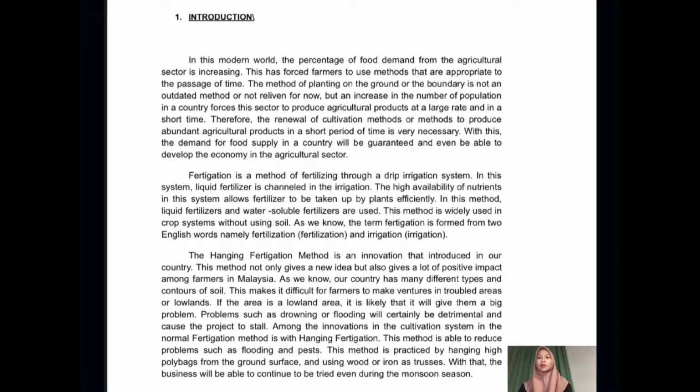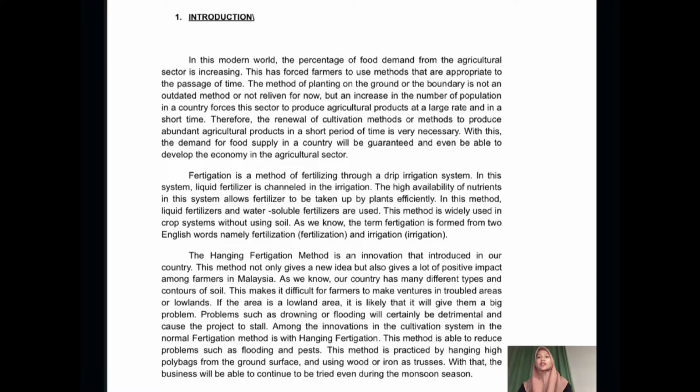Therefore, the renewal of cultivation methods to produce abundant agricultural products in a short period of time is very necessary. With this, the demand for food supply in a country will be guaranteed and even be able to develop the economy in the agriculture sector.